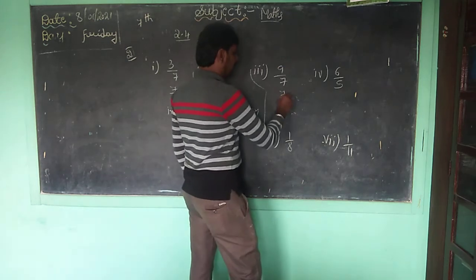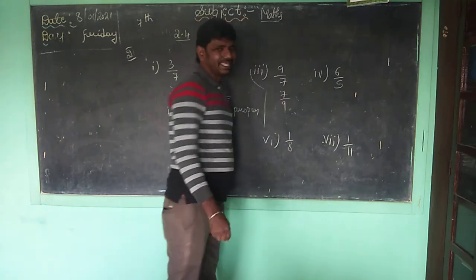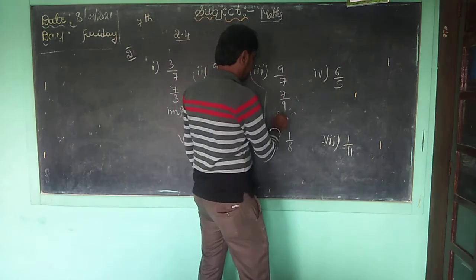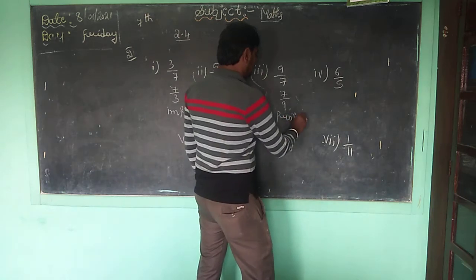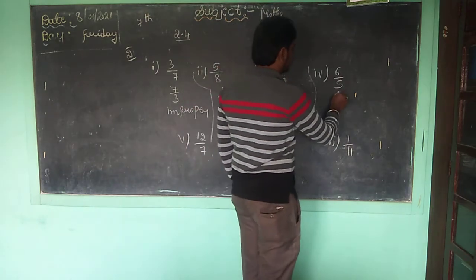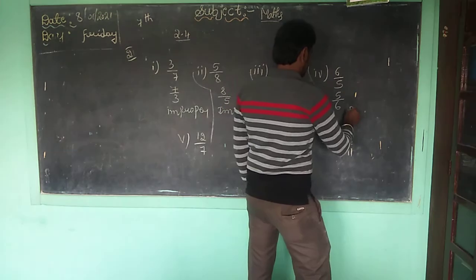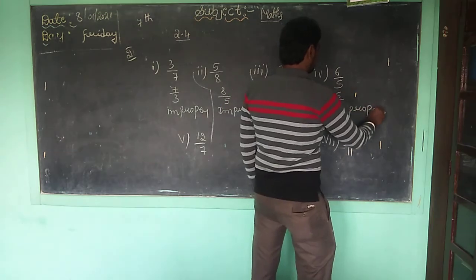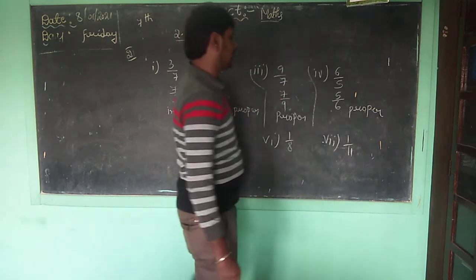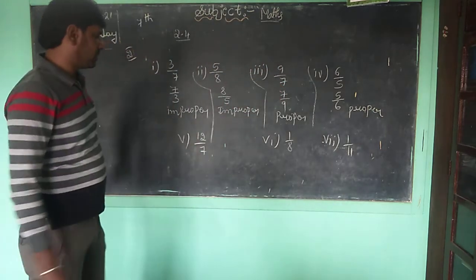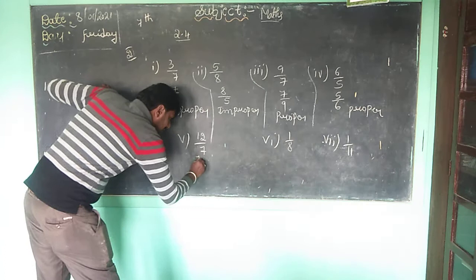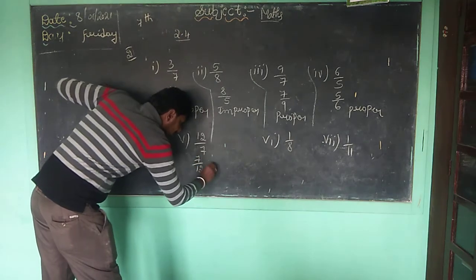Reciprocal of 7 by 9. Numerator is less, that's why it is proper. You also write here 5 by 6. Numerator is small, that's why you want to represent this as a proper. Children, now you want to take 12 by 7. This one also you want to reciprocate, 7 by 12. This is also proper.